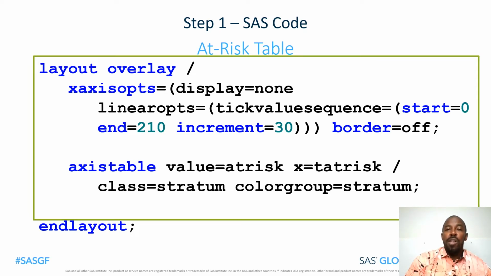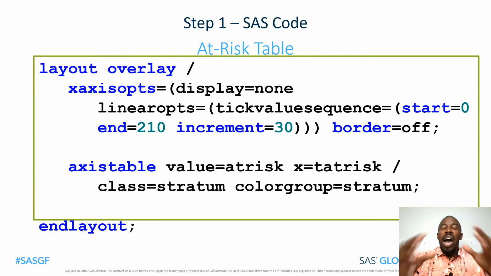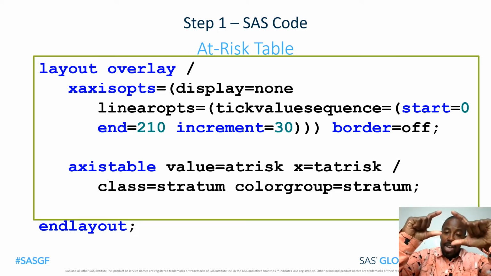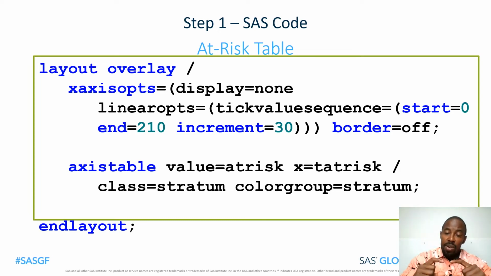Because I've produced the at-risk table inside the graph, but outside the main graph, that is the reason why we have used the layout overlay statement here as well. Because remember, this graph is actually two cells. The first cell is the KM curve. The second cell is the patients at risk table.